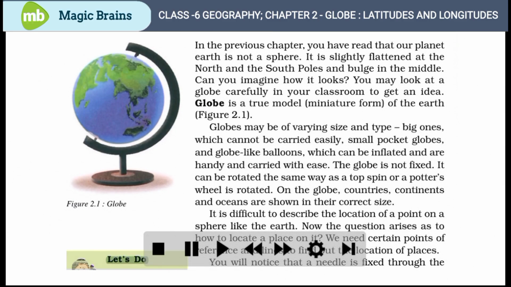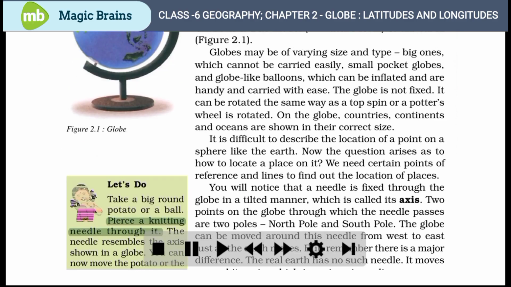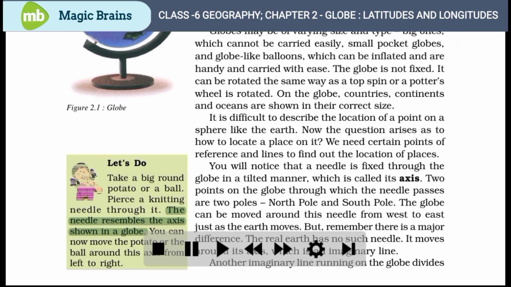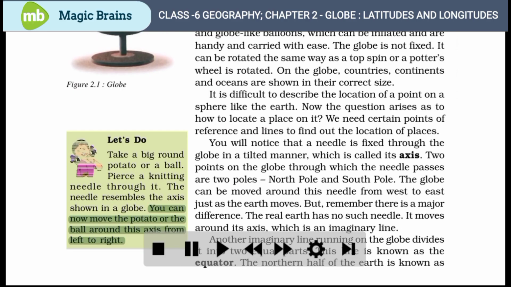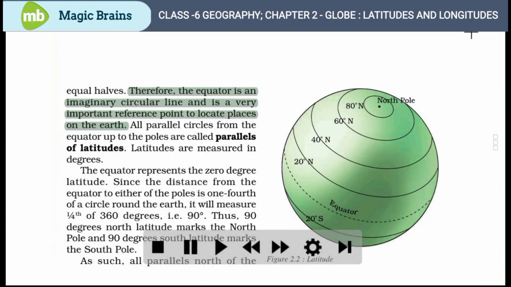Let's do. Take a big round of potato or a ball. Pierce a knitting needle through it. The needle resembles the axis shown in a globe. You can now move the potato or the ball around this axis from left to right. They are both equal halves.